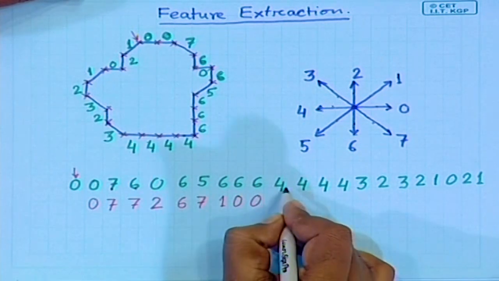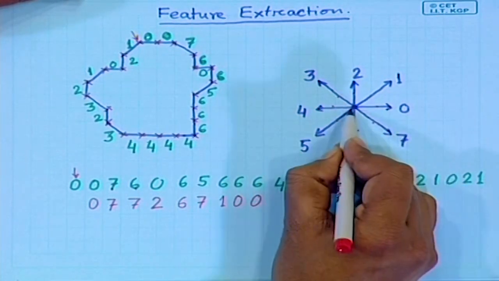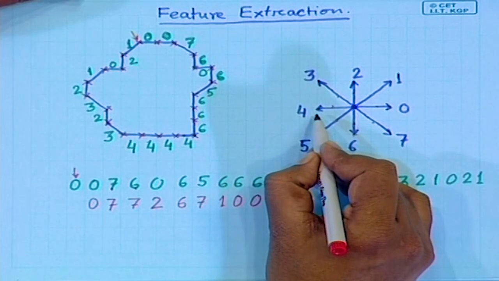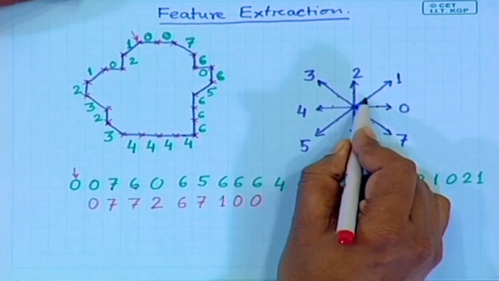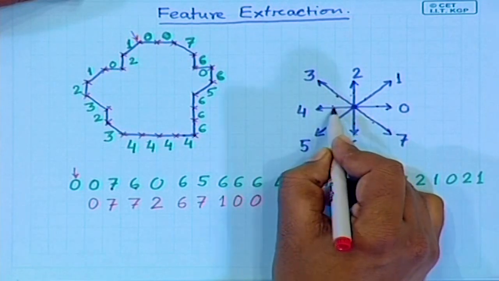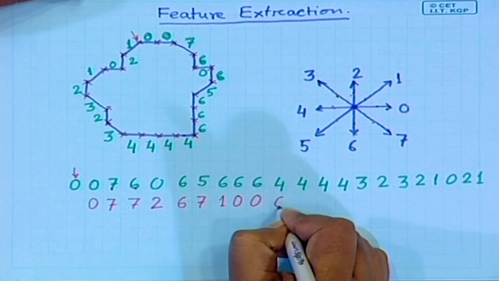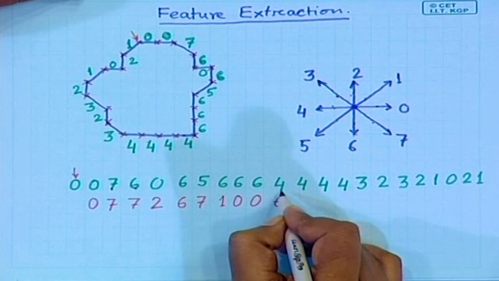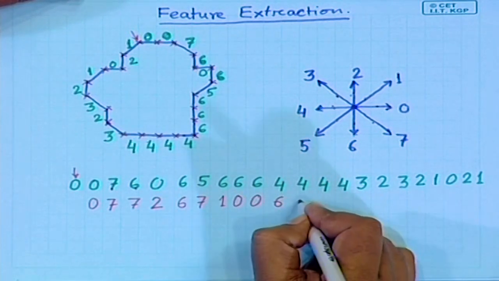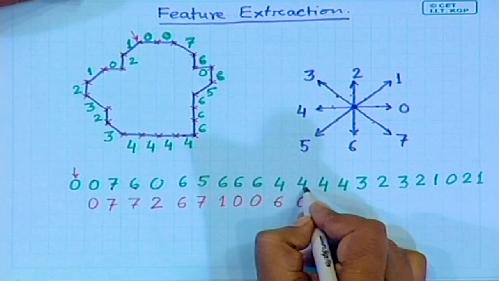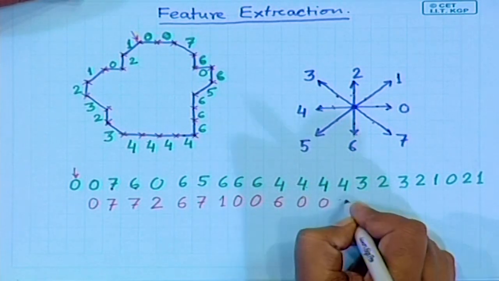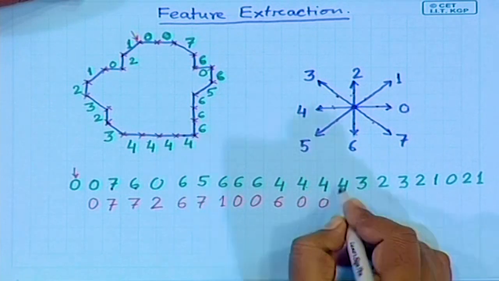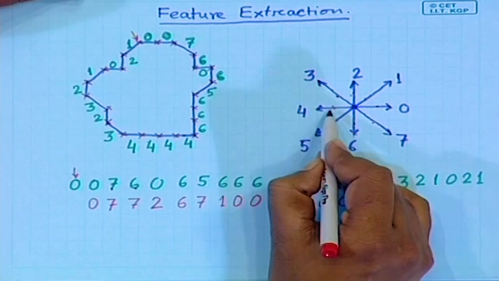Then 6 to 4. So, this is 6 and this is 4, which is in the west direction. So, here you find that 1, 2, 3, 4, 5 and 6. I have to perform 6 steps of rotation. So, I put 6 over here. Then 4 to 4, again 0 steps of rotation, 4 to 4, 0 steps of rotation, 4 to 4, 0 steps of rotation.